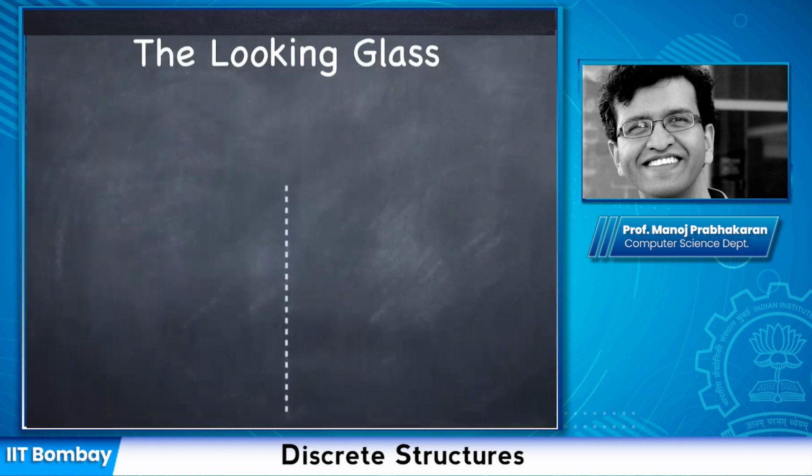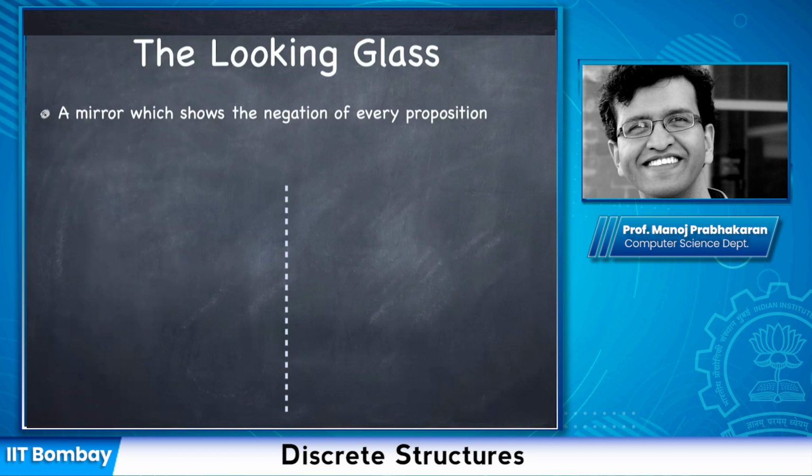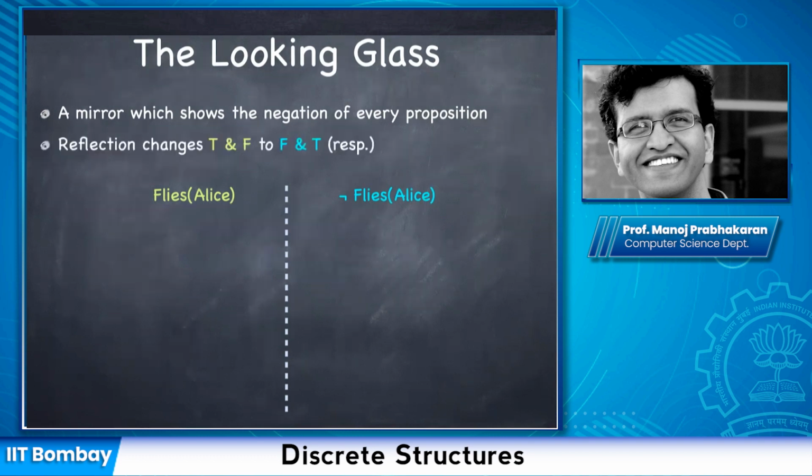So imagine a mirror, which you can take a proposition and hold it up against this mirror, and the reflection would show the negation of this proposition. Okay, so I could take the proposition flies Alice, which happens to be false, and its negation, not flies Alice, shows up as a reflection on the other side of the mirror. So, because of that, the truth value changes.